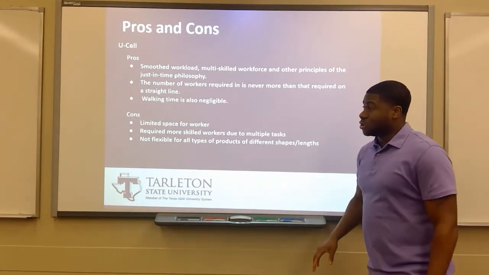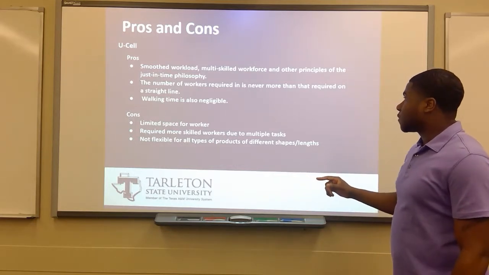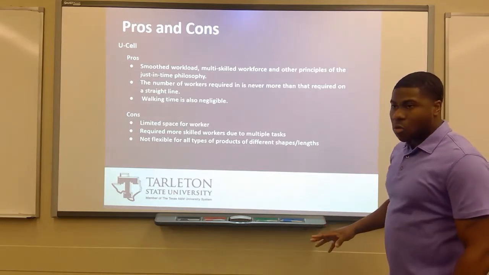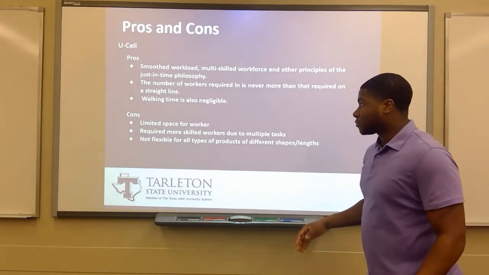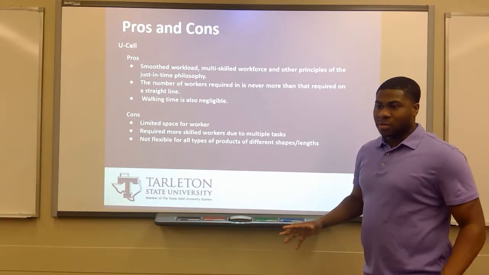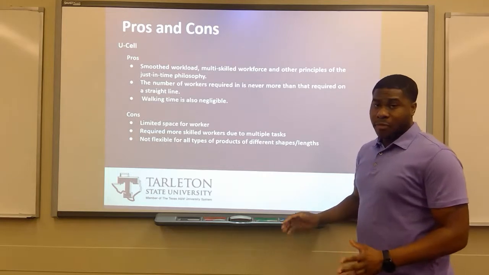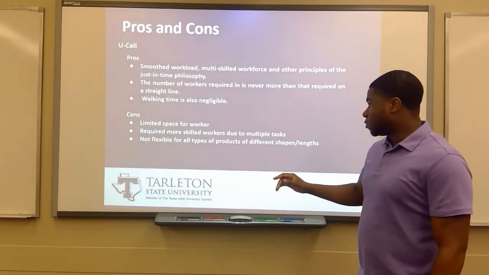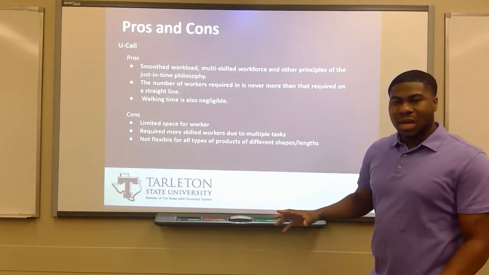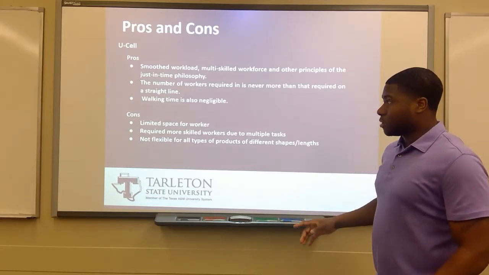Next of the pros and cons is the U-shaped layout, or the U-cell. Starting with the pros: smooth workload, multitask workforce, and other principles of just-in-time philosophy. The number of workers required is never more than the number of workers required for the straight line. The walking distance is also shorter. With the cons, there's limited space with the workers. With that being said, limited space is going to require limited workers, and those workers are probably going to have to know more skills when it comes to the U-shaped line than the straight line. It is not as flexible as the straight line when it comes to weirdly shaped objects like glass or metal.